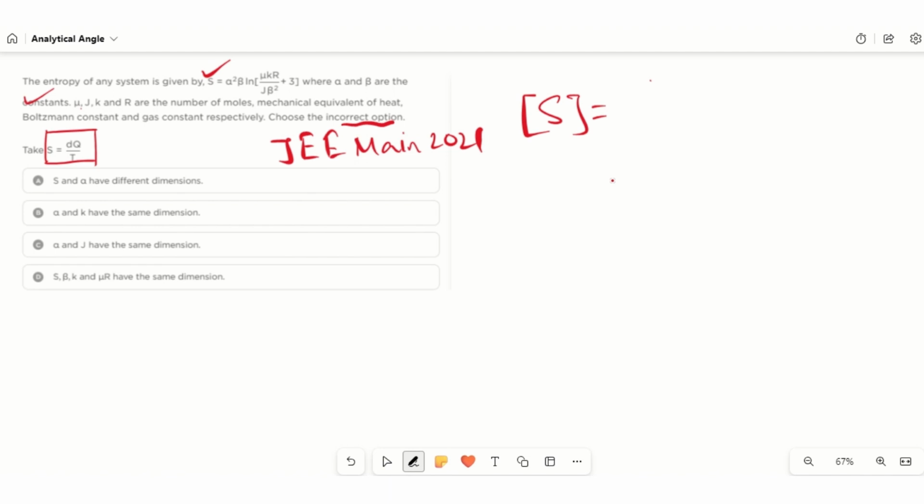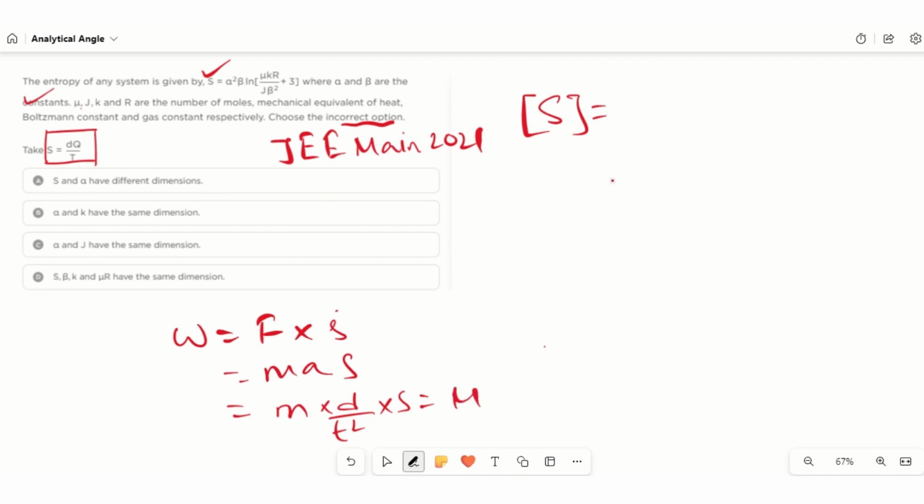Now, S is given as dq by T. What is Q? Q is heat. T is temperature. So, what's the dimension of heat? Heat is basically work done. So, what's the dimension of work done? We need to find that. That is force into displacement. What's force? That's mass into acceleration into displacement.